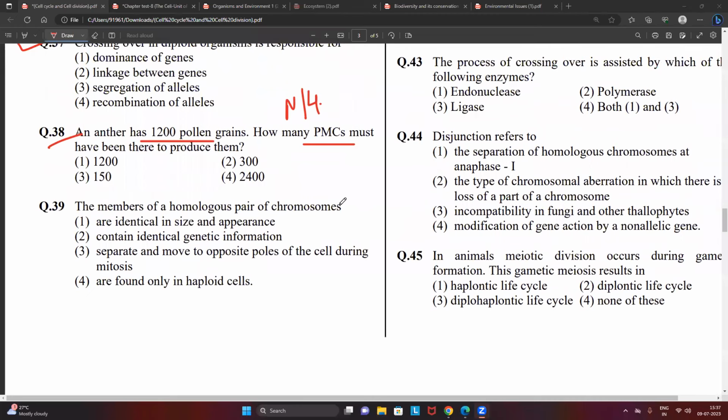Think and answer question number 39. The members of a homologous pair of chromosomes. Every one of you, slowly analyze. They are asking about homologous chromosomes. I know, you people will give the same answer. Question number 39, think it.